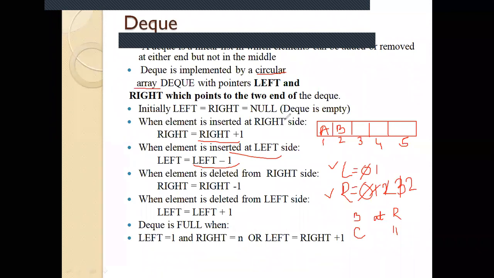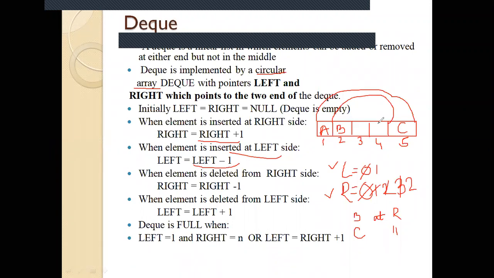Now, what I have told you, you have to assume this is a circular array. Okay, circular array. So whenever you have to insert at the left end, if left is 1 and you are decrementing it, don't say that it is 1 minus 1, 0. If it is circular, then 1 minus 1 is actually 5. So if you want to insert something like C, it would be inserted at the 5th location. This is clear. Whenever you have to insert at the left side, decrement by 1.